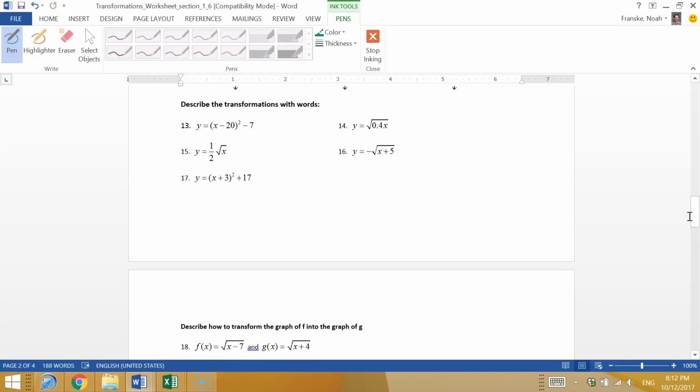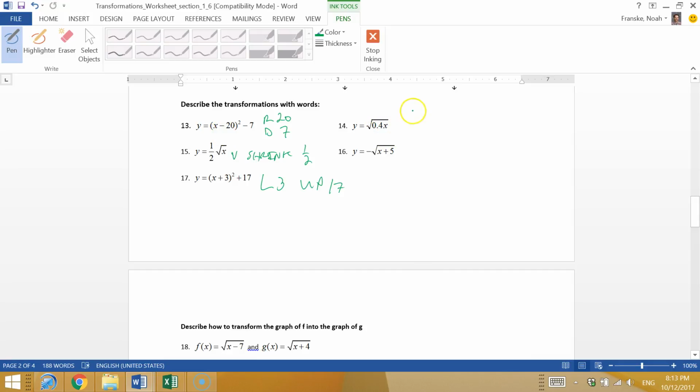Alright, words. See if we can use our words to describe these translations. So the first one looks like it's been moved to the right 20, and it's been moved down 7. No scale change or translation there. Next one, this is a vertical shrink by a factor of 1/2, because it's on the outside of the root. This guy's been moved left 3 and up 17. That's it, no number in front.